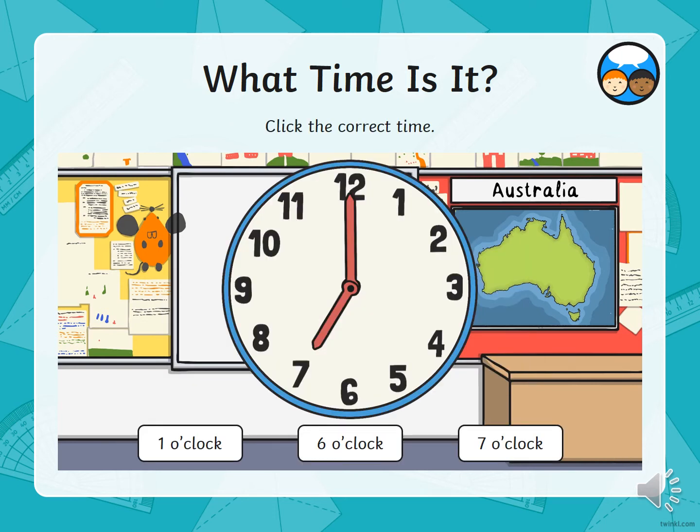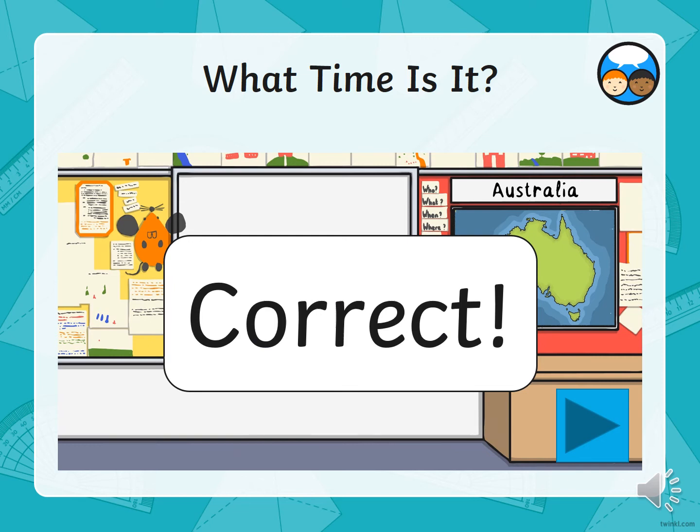Let's see what time it is now. The small hour hand is on the 7. Can you guess what time it is? Is it 1 o'clock, 6 o'clock, or 7 o'clock? It is 7 o'clock. Correct.